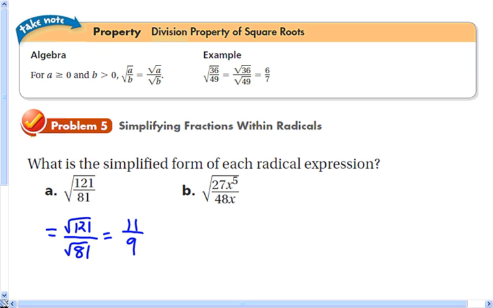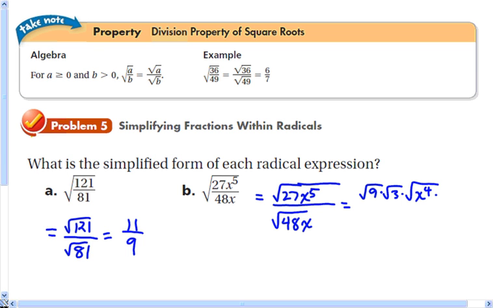And for this one, we can do separately the square root of 27x to the 5th over the square root of 48x. And that would mean we could do, let's see, square root of 27, that has a perfect square. Square root of 9 times the square root of 3 times the square root of x to the 4th times the square root of x. And then 48, we're going to do 16 times 3 times the square root of x.